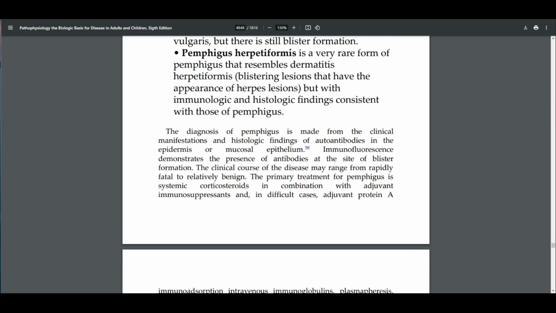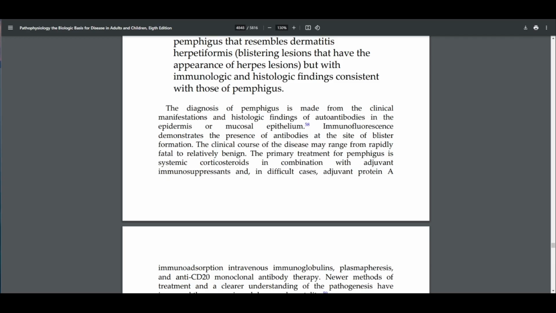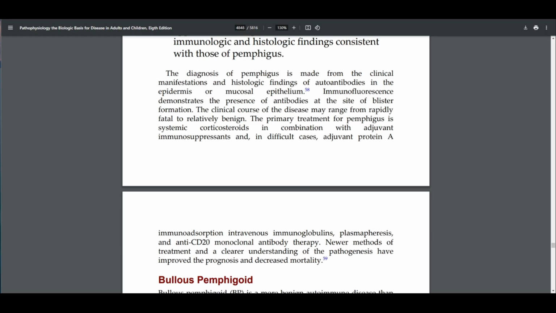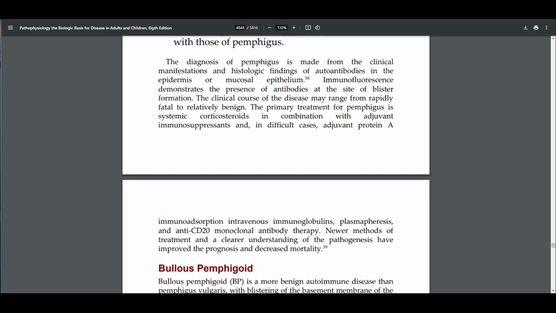The diagnosis of pemphigus is made from the clinical manifestations and histologic findings of autoantibodies in the epidermis or mucosal epithelium.